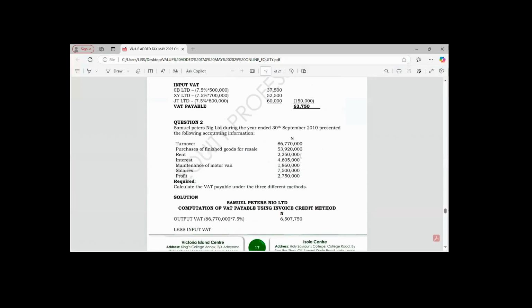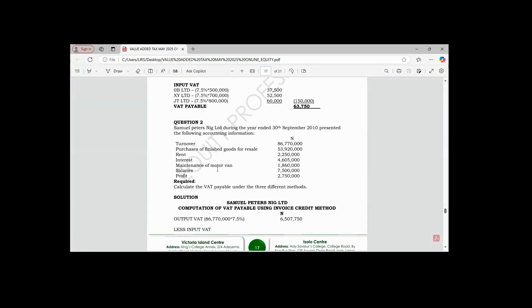Rent. The organization is not selling rent, so that is not a direct revenue expenditure. We also have interest. It is also not a direct revenue expenditure. Maintenance of motor vehicle is not their major activity. It's just an indirect revenue.